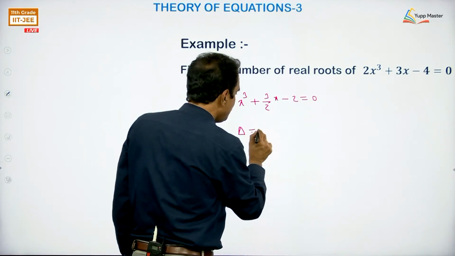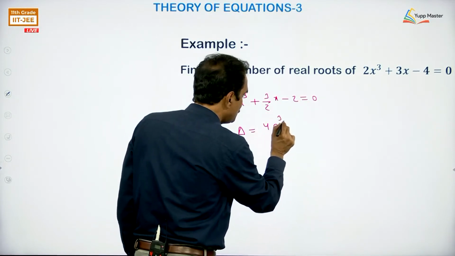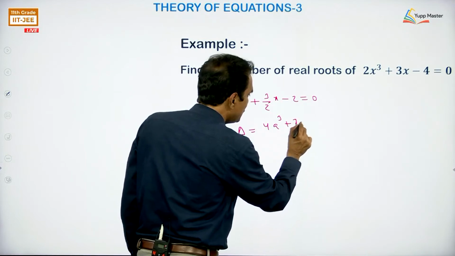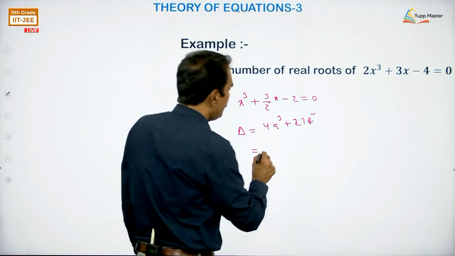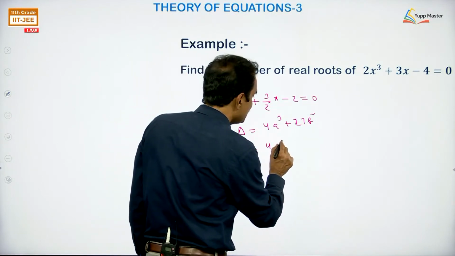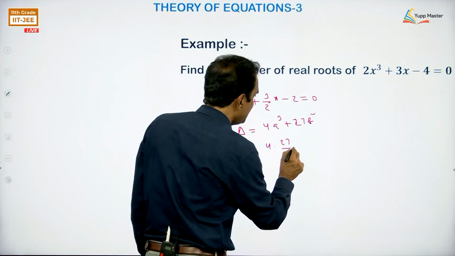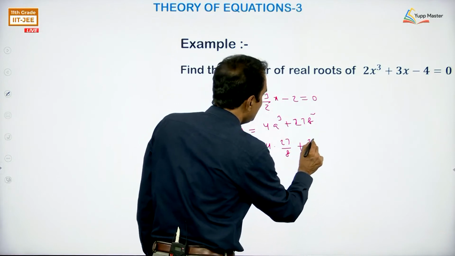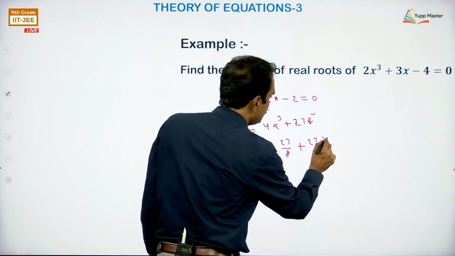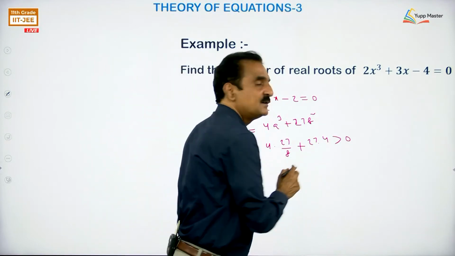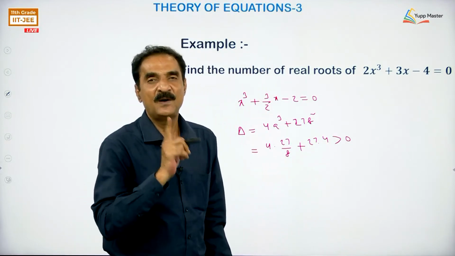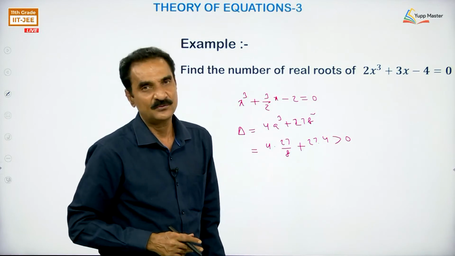What is delta? 4a cube plus 27b square. Calculate: 4 into a cube is 27 by 8, plus 27 into b square is 4. Clearly it is positive. So, number of real roots is only 1. Only 1 real root, 2 non-real roots. Okay.